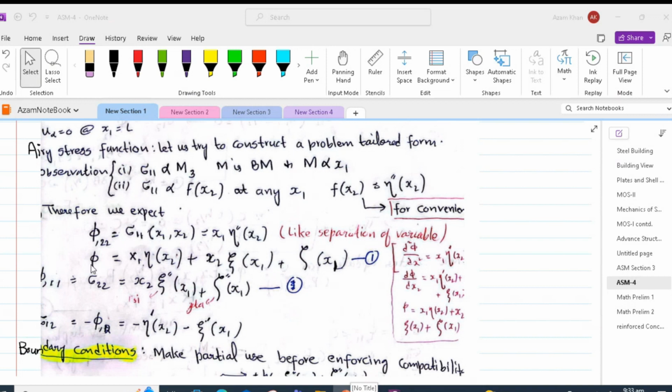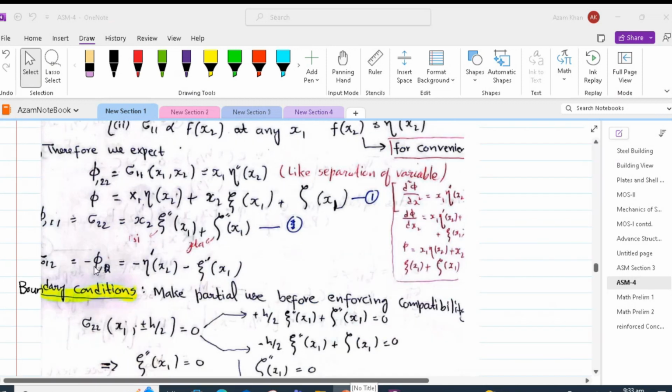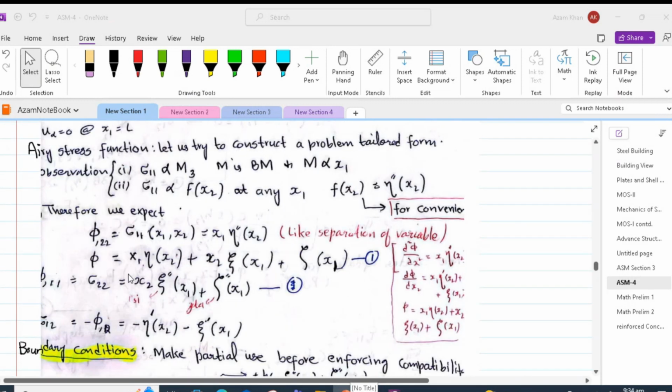Now, once we find our phi, we can differentiate this phi twice with respect to x1, and we get x2 times psi double prime x1 plus zeta double prime x1. We can also find minus phi comma 12, and that comes out to be minus eta prime x2 minus psi prime x1. So this is equal to sigma 12 as per our Airy stress function.